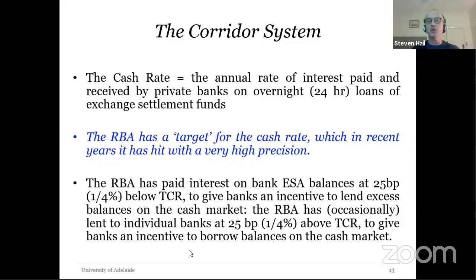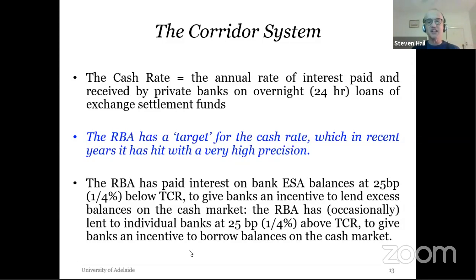It's the annualized rate of interest paid and received by private banks on overnight loans of exchange settlement funds. The RBA, until the 18th of March, for at least 20 years, has delivered on its target for the cash rate continuously, including during the global financial crisis, with a very high level of precision. The cash rate has always been at the Reserve Bank's target.